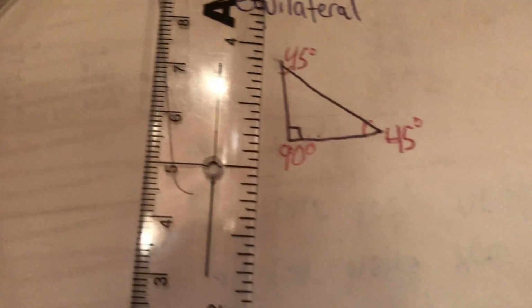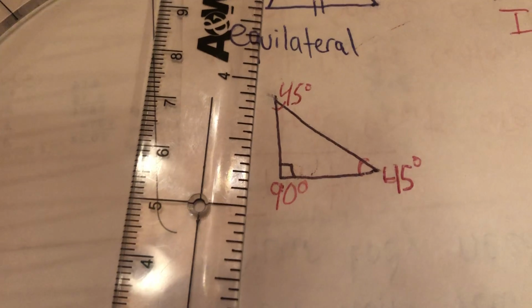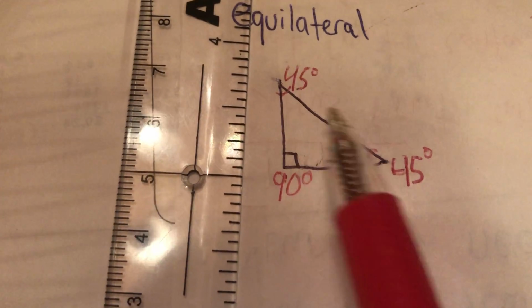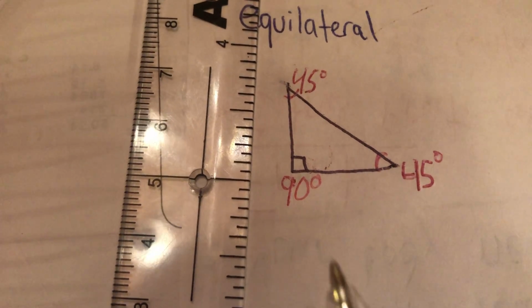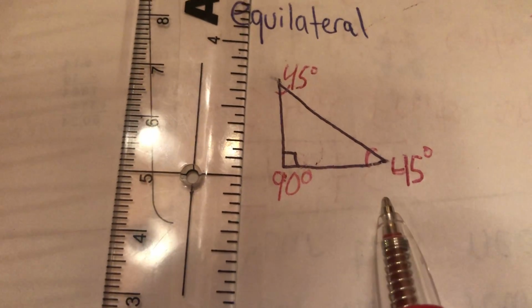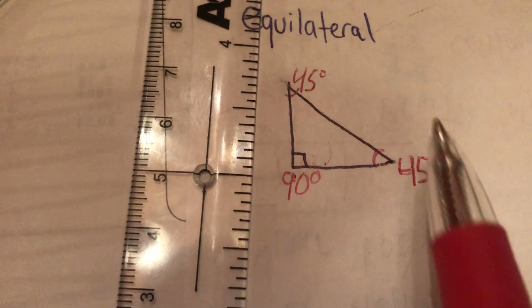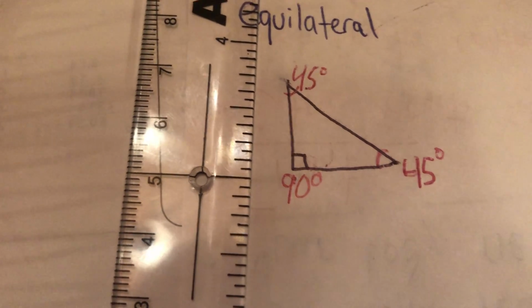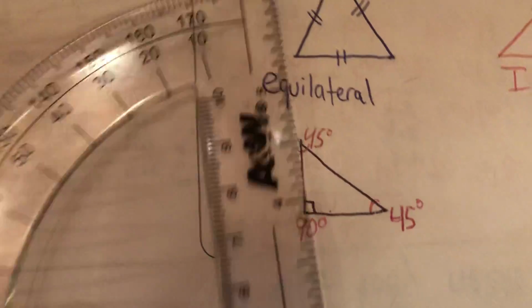Another way I could have known that is, remember it said that all interior or inside angles will add up to 180 degrees. So 90 plus 45 plus 45, or if I do 45 plus 45 first, that equals 90, and I add the other 90, that's 180.